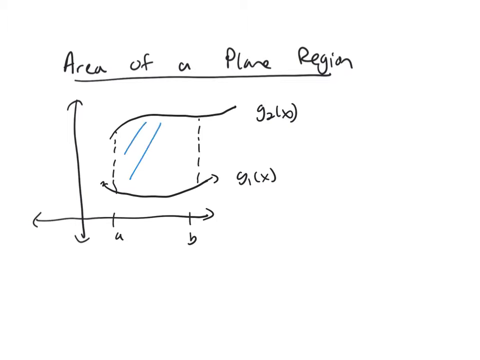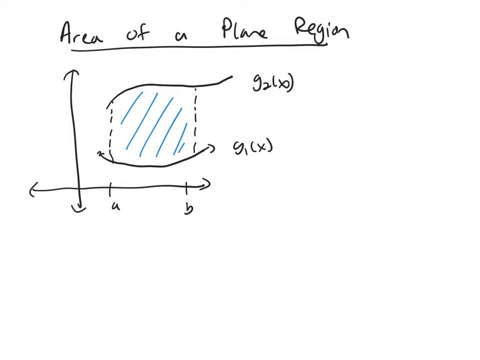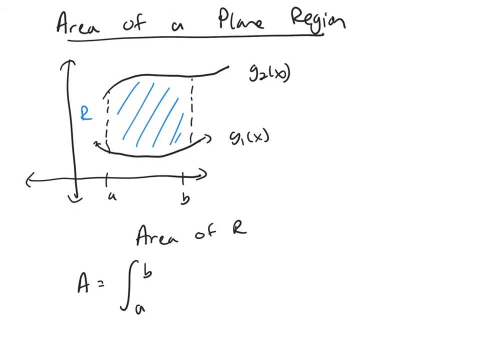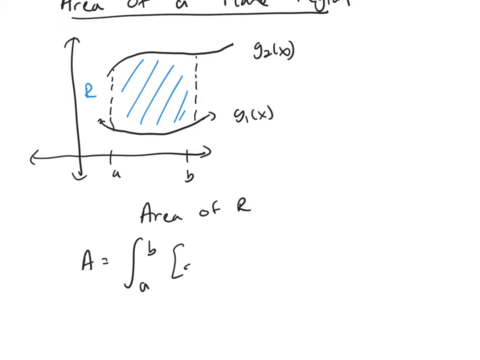So here's my plane region right here, I'll call this region R, and I want to find the area of R. So this is something you looked at before in either Calculus 1 or Calculus 2, and the area of R, I'll call this area A, it's the integral from a to b, and it's top function minus bottom function, so it'll be g2(x) minus g1(x).